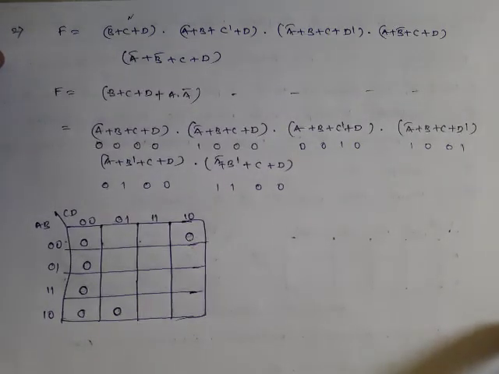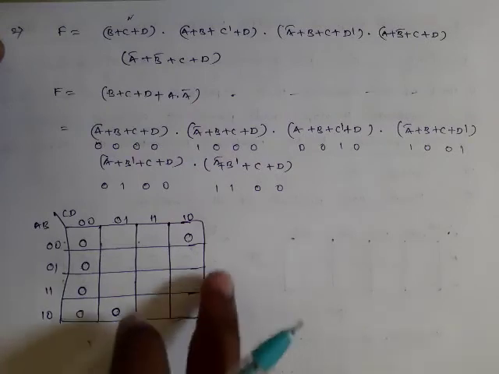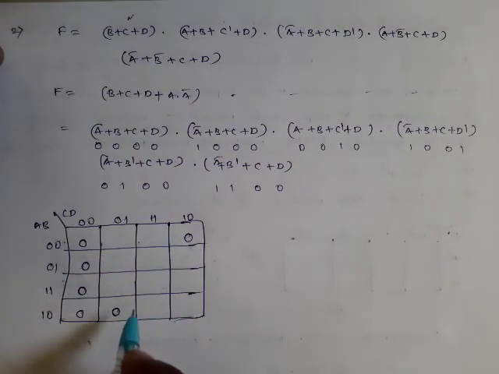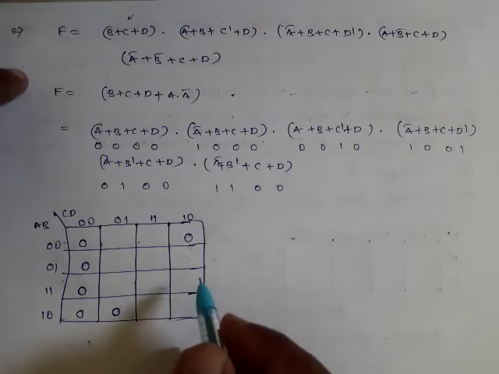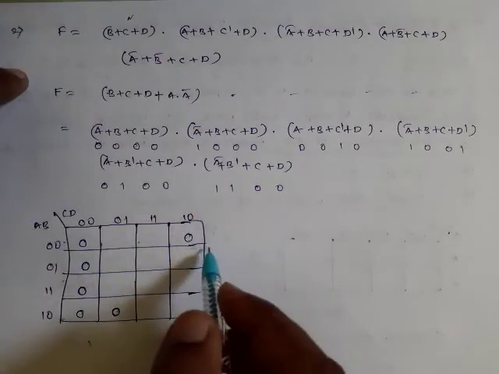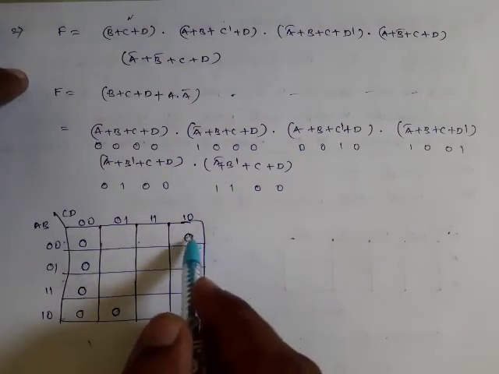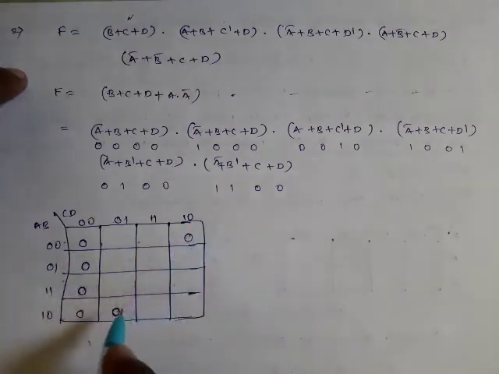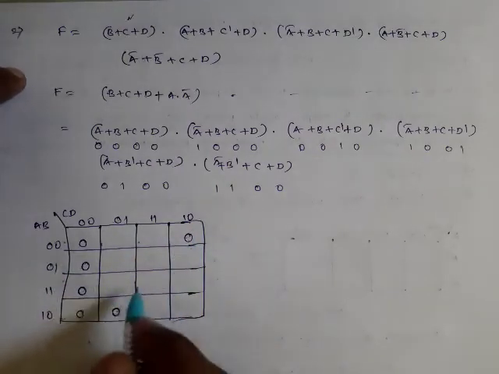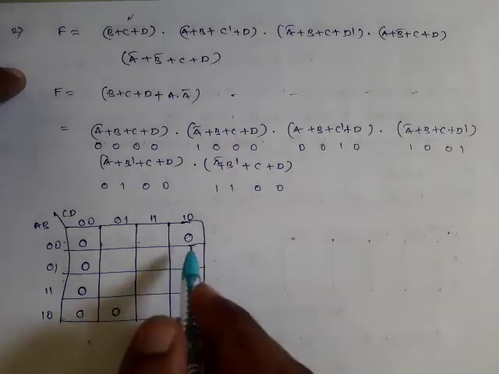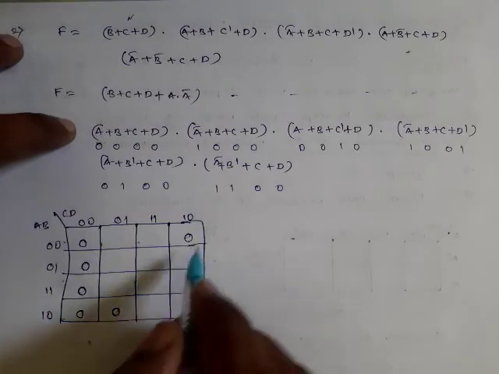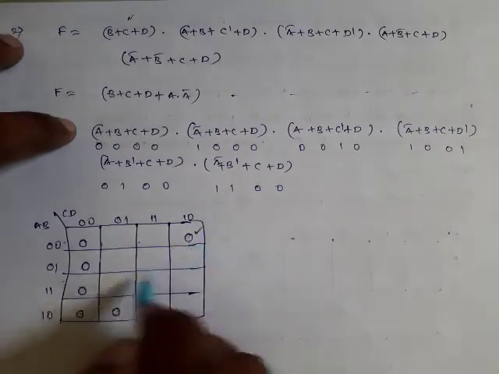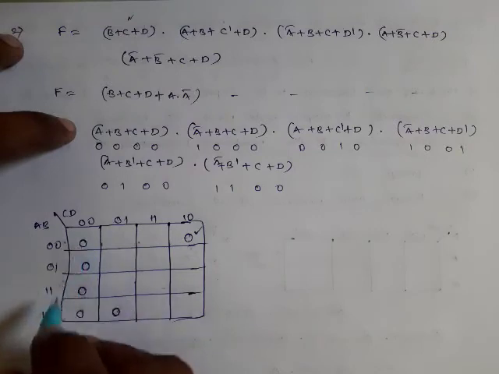So next we'll start looping the zeros. Here again we'll follow the same method. We'll look at the zeros which are isolated, not adjacent to any other zeros. We cannot say that this is isolated because it is adjacent to this one. So we have to go to the next step, that is, look for the zeros which are adjacent to only one other zero. We can see that this is a 0 that is adjacent to only this 0.